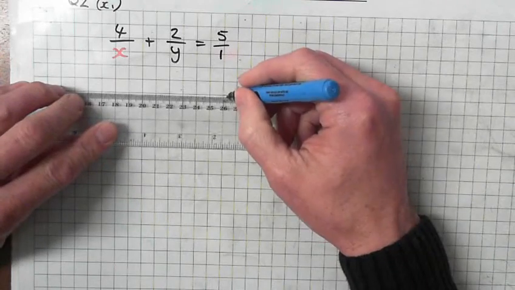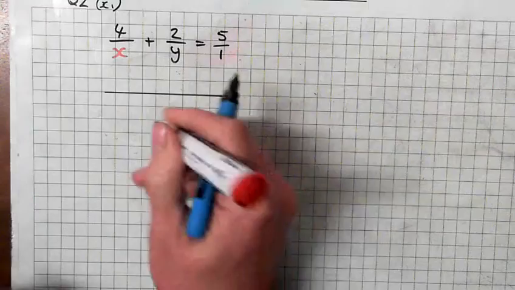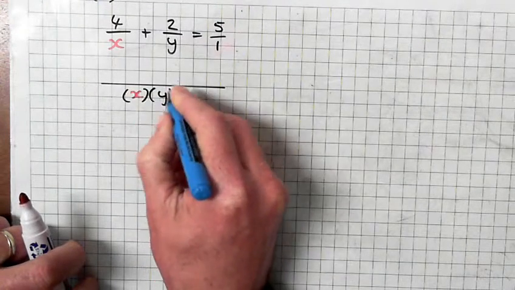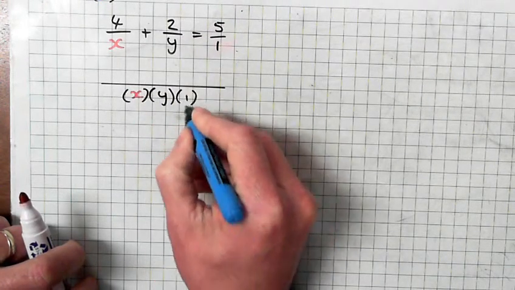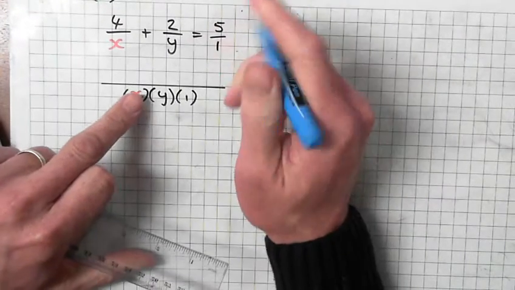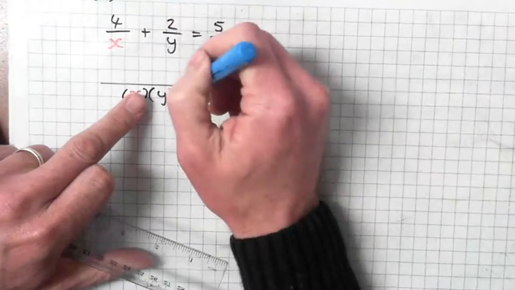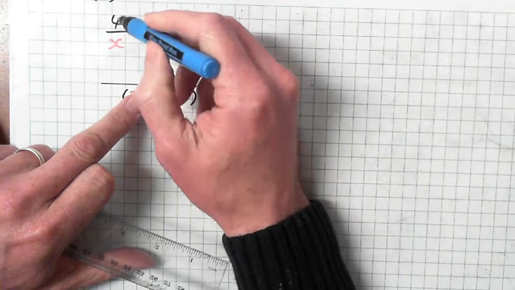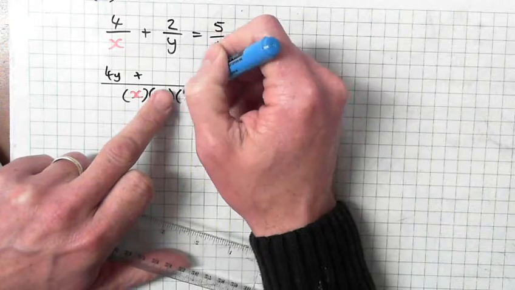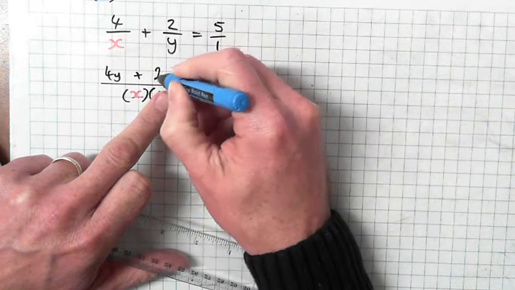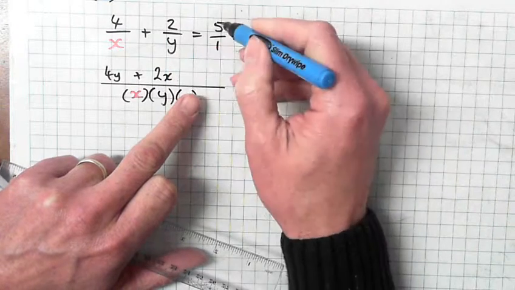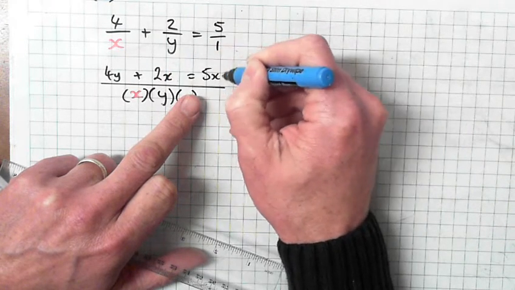Michael, what's the LCM? I'll do this quick. XY. You can put X, Y, 1, but you're right, XY is enough. So divide X into it and you have 1Y left. 1 times Y is Y. Y times 4. Divide Y in, you're left with 1X. 1X times 2 is 2X. Divide 1 in, XY. 5XY.